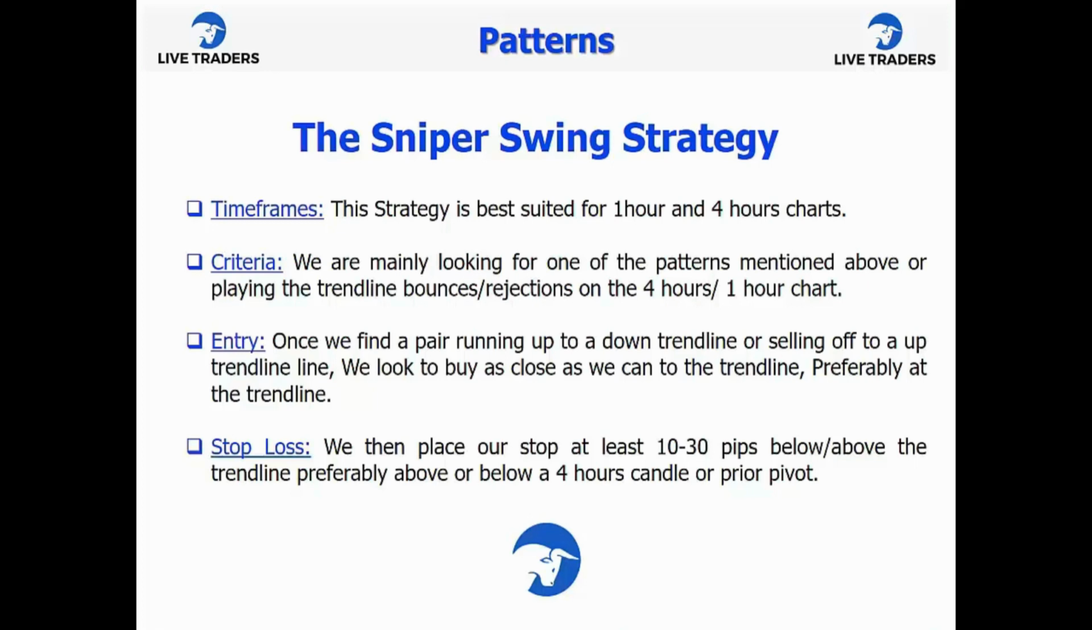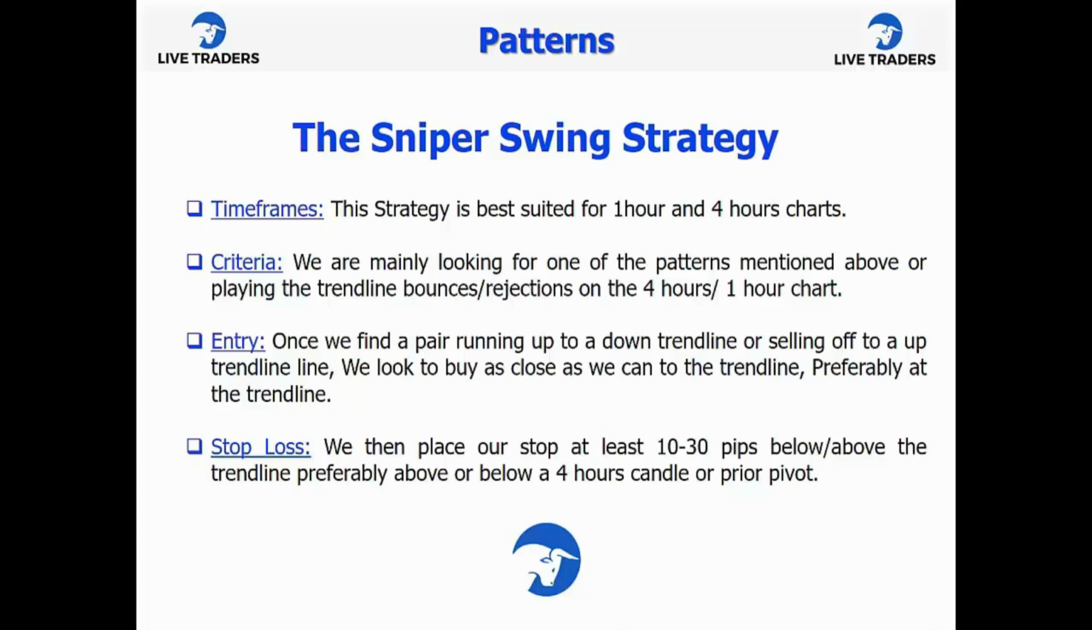So, criteria with this strategy, we're mainly looking for one of the patterns that we covered earlier, right, the flags, the pennants, the wedges, the triangles. So we're mainly looking for one of those patterns, playing it at the trend line, or we're looking to play bounces and rejections on the 4 hour, 1 hour chart. So here's how we play it. Okay, here's how we enter.